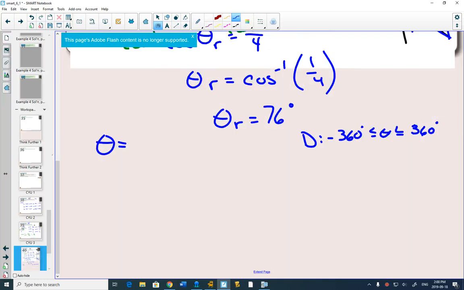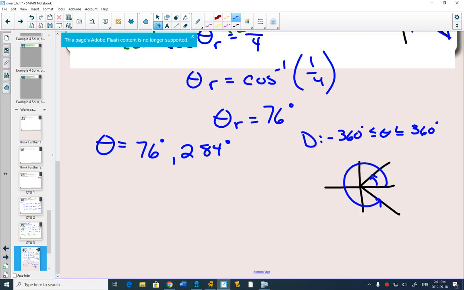Where are our angles? We have one in quadrant 1 and one in quadrant 4. So if I was going in the positive direction, I would hit one here and one there. Those two positive angles, one of them would be identical to my reference angle in quadrant 1. And my one in quadrant 4, can you see that you could do 360 degrees minus your reference angle, which would leave you with 284 degrees. Those would be my two positive angles.